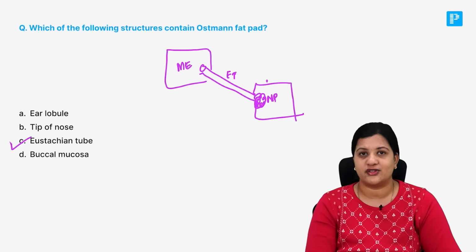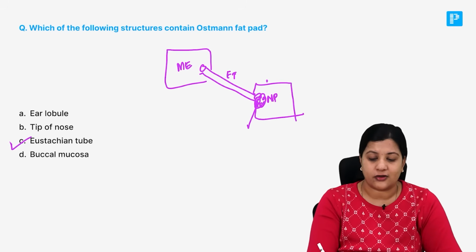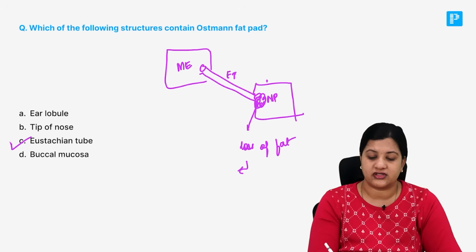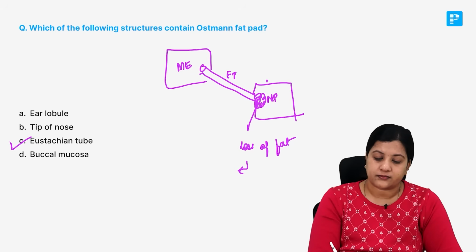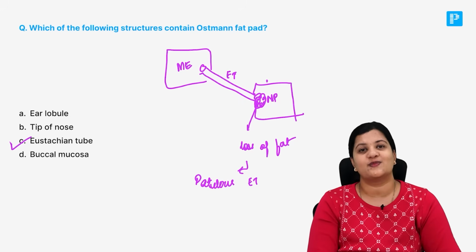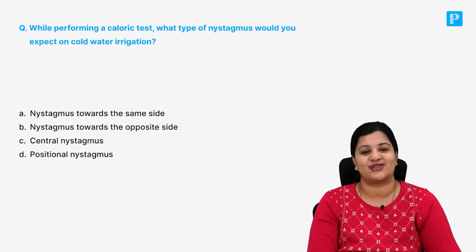And if there are patients who have sudden weight loss or post-pregnancy, if there is loss of fat, it could result in a condition where the patient will have autophony. They hear their own sounds, which is called patulous eustachian tube. So Osman's pad of fat is related to the eustachian tube.